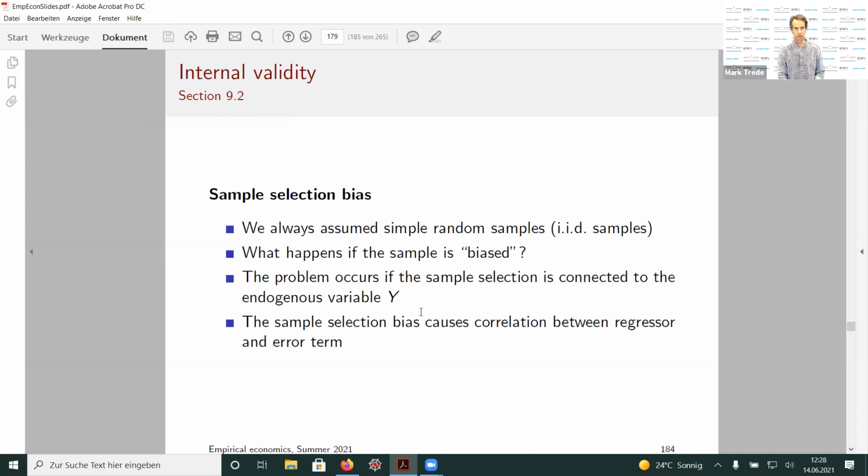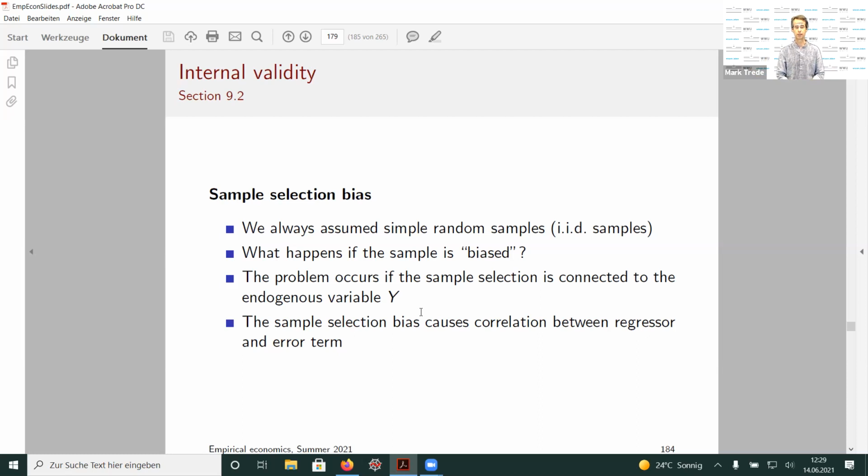There are two more problems I'd like to talk about that are threats to the internal validity. The first one is the sample selection bias, and the second one is the endogeneity issue. So let's first think about sample selection problems. Up to now, we always assume that we have a simple random sample, and that's also sometimes called an IID sample. IID stands for identically and independently distributed, IID. And it means that we have an equal probability for each observation to enter the sample. So this is usually satisfied in cross-sectional data, but it need not be.